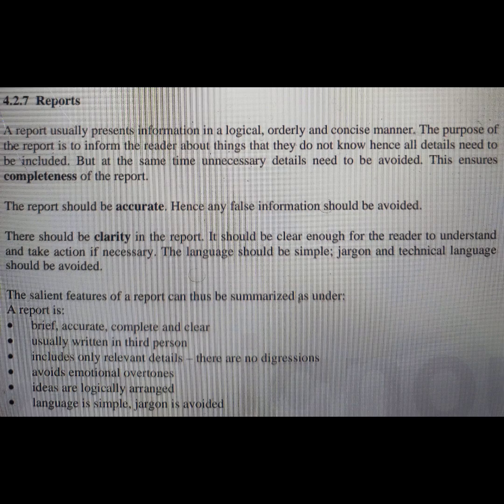Usually written in third person. Includes only relevant details, there are no digressions. Avoids emotional overtones. Ideas are logically arranged. Language is simple. Jargon is avoided.